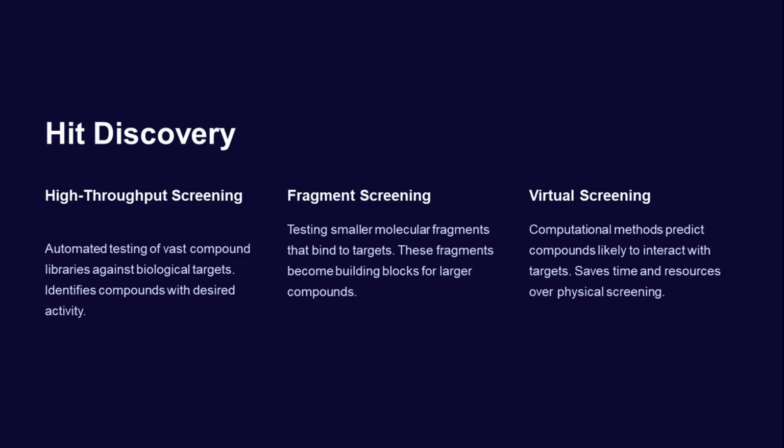Hit discovery utilizes high-throughput screening, fragment screening, and virtual screening to identify compounds with desired activity against biological targets. These methods streamline the process of finding promising drug candidates.